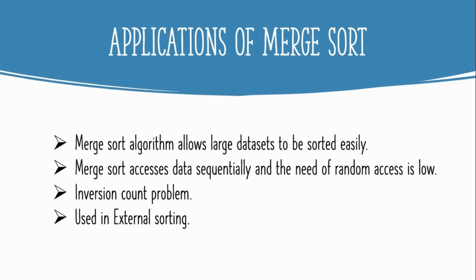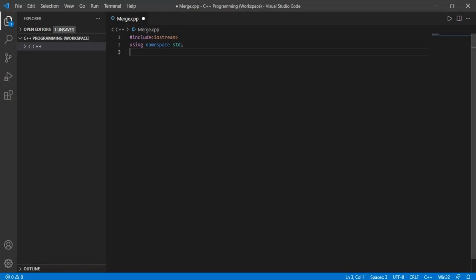Now we'll see the C++ implementation of merge sort. Let's write a C++ code for sorting an array using the merge sort algorithm. So at first we'll include the header file, that is iostream, then using namespace std as usual. Then we'll write the main function at first. In the main function, firstly we'll declare a variable n which will store the size of the array. So we'll write the cout statement so that the user can enter the size of the array.